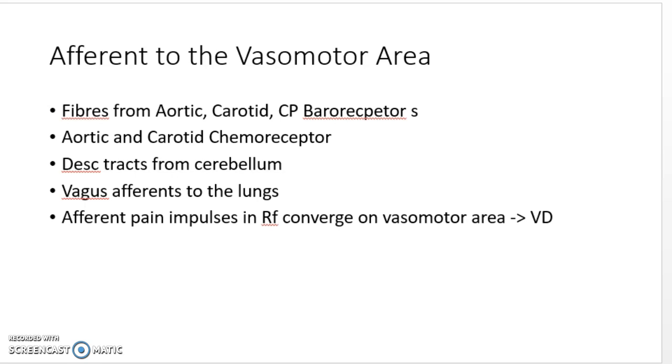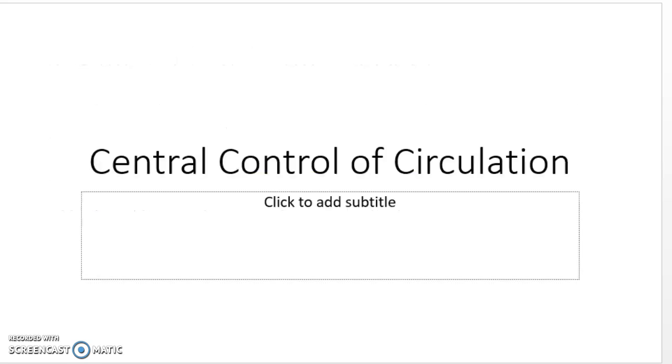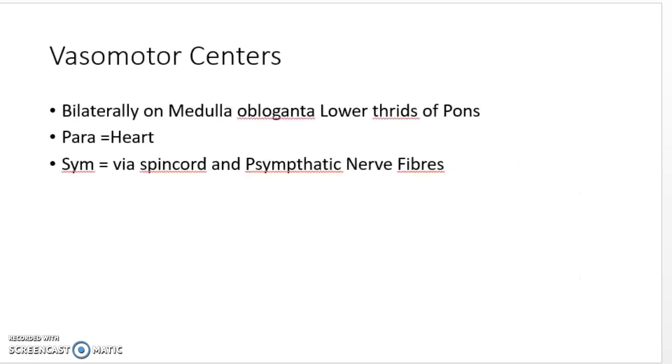So if I were to recap, first of all, the central control of the circulation is controlled by the vasomotor areas. These are located bilaterally in the medulla oblongata and the lower third of the pons. They transmit impulses sympathetically and parasympathetically: parasympathetically to the heart via the vagus, and sympathetically to almost every artery and vein in the entire body through the spinal cord.